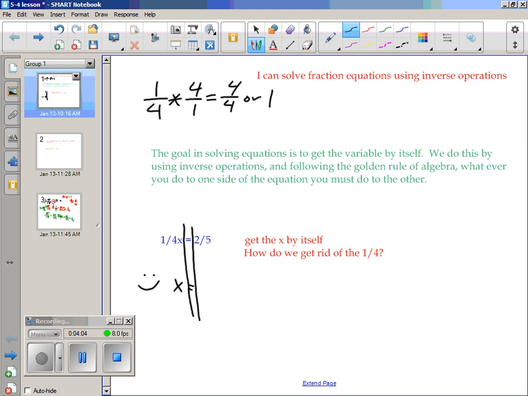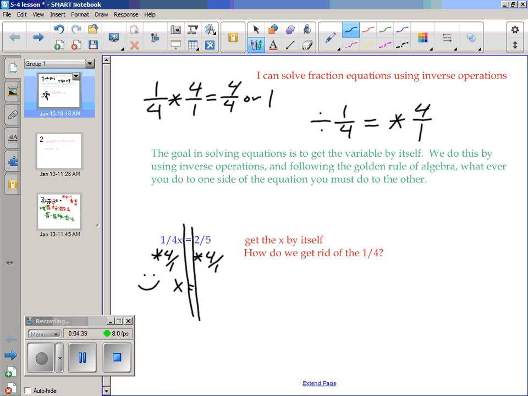Bingo. He answered it for me. He said dividing by 1/4 is the same thing as multiplying by its reciprocal. So we just skipped the step of dividing by 1/4 and just said, let's get it to 1x. Let's just multiply it by its reciprocal. So what we need to do is multiply by 4/1. And do the same thing over here. Multiply by 4/1.